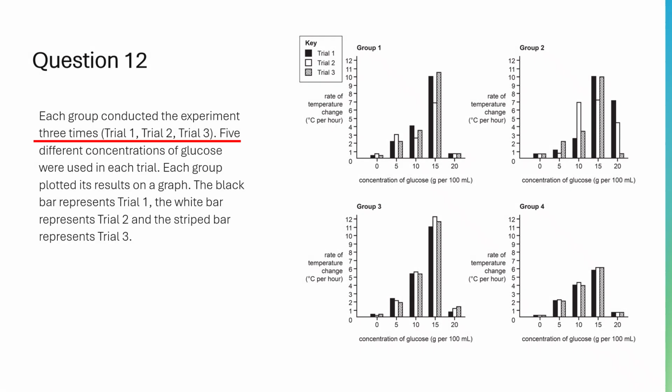Each group conducted the experiment 3 times, Trial 1, Trial 2, Trial 3. 5 different concentrations of glucose were used in each trial. Each group plotted its results on a graph. The black bar represents Trial 1, the white bar represents Trial 2, and the striped bar represents Trial 3.